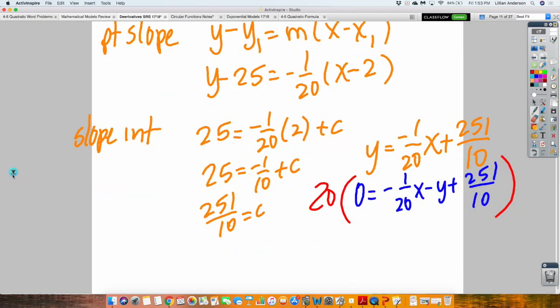So now I have 0 equals negative x minus 20y plus 502. And that is my equation in standard form. Either one of these is acceptable. If it doesn't say, it is your choice. However, if it does tell you what form to write it in, you do need to know how to write it in those respective forms.